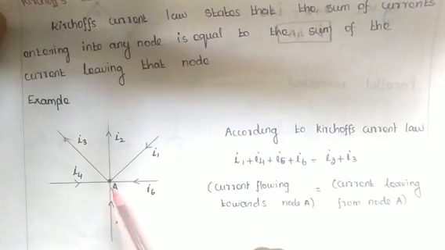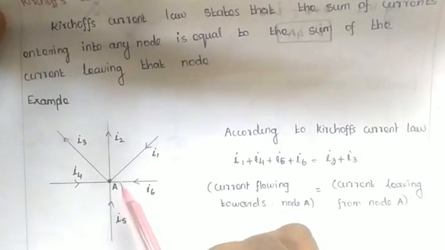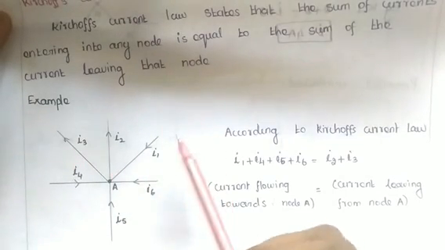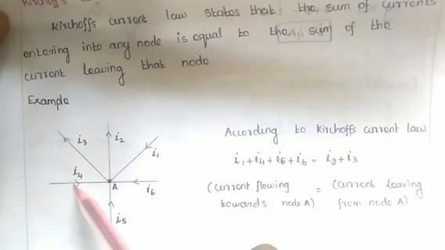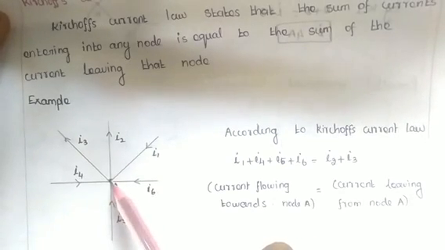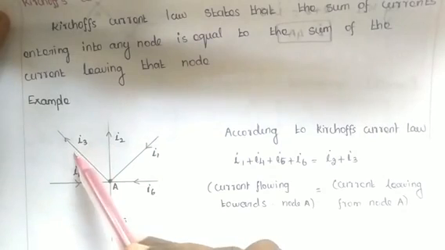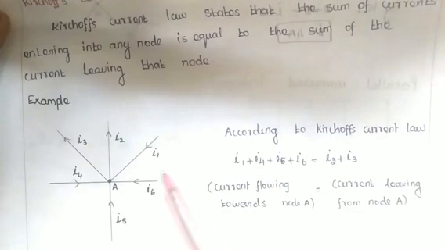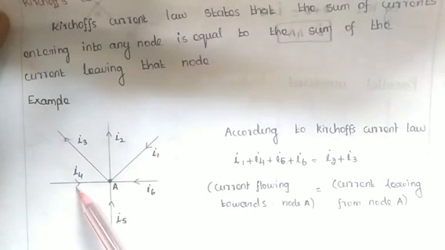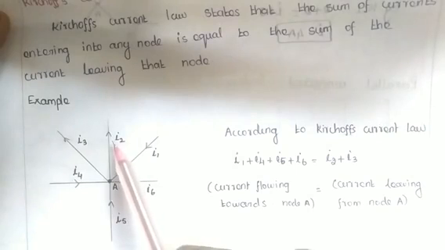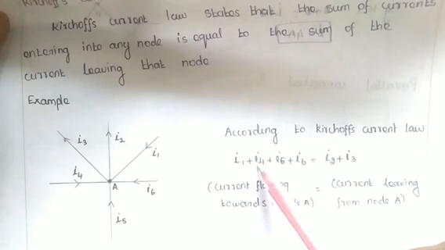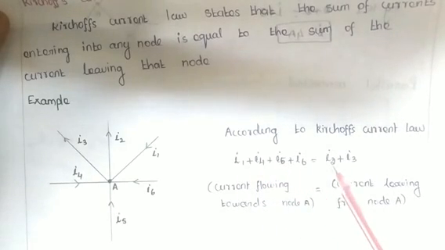For example, in this node A, there are 6 currents flowing through it. The current directions are mentioned by the arrows. I1, I6, I5 and I4 are the entering currents into the node, and I2 and I3 are the leaving currents. So by KCL, the sum of I1, I6, I5 and I4 will be equal to the sum of I2 and I3. That's what I have written here: I1 plus I4 plus I5 plus I6 is equal to I2 plus I3.